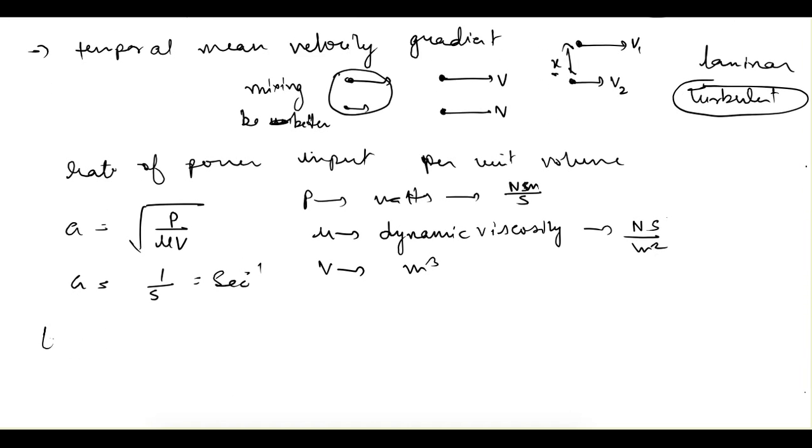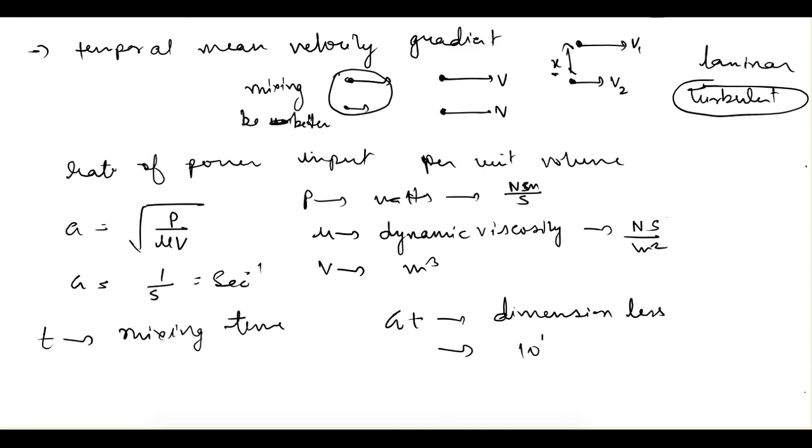And if let's say T is your mixing time, or detention time as you call it, then this parameter G into T is a dimensionless parameter which is used in the design of this flash mixer. The value of GT is kept between 10 to the power 4 and 10 to the power 5.